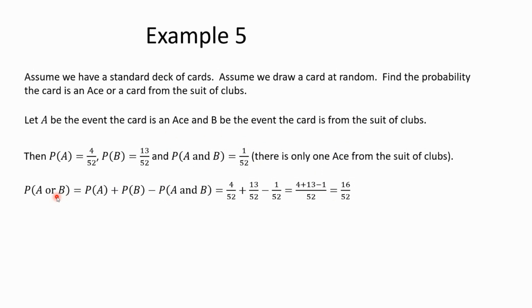So the probability of A or B: probability of A, probability of B, you add them, minus the probability of both, A and B. Using this, we have 4 out of 52 plus 13 out of 52 minus 1 out of 52, which turns out to be 16 out of 52. Remember, when you add fractions, if the denominators are the same, you just add or subtract the numerators. That's all it is.